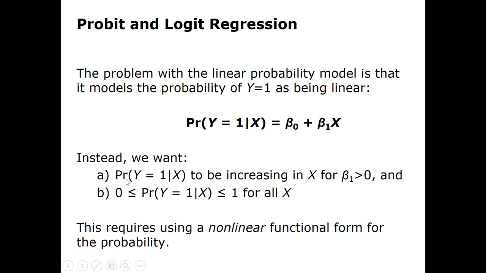Now, what we want is, first of all, that the probability of the dependent variable taking a certain value, say in this case 1, given the x's, should be increasing in x for positive values of beta 1. As beta 1 is positive, as x increases, we would like to see the probability of y taking a certain value increase as well. And second, we should have a limit to the probability of y taking a value 1, so that it's between 0 and 1. This wasn't possible with the linear model that we looked at. So we now need a nonlinear function.